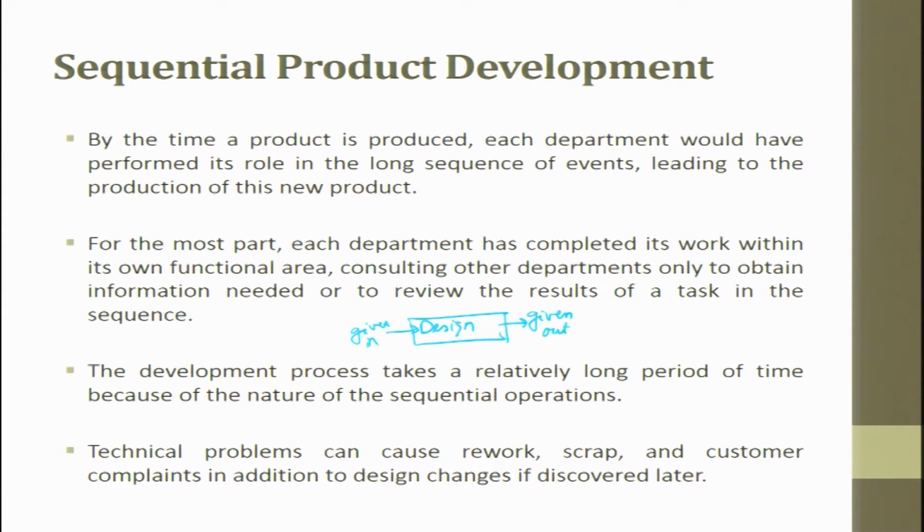And from the design department, whatever it gives as an output, the manufacturing department works on the constraints the design department put on the manufacturing drawing. So by this, if you follow the sequential operation, it takes a long period of time. Technical problems can cause rework, scrap and customer complaints, in addition to design changes, if discovered later.